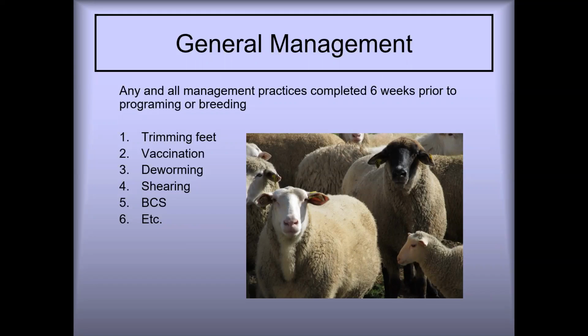And our goal is really to have all those practices done at least 6 weeks prior to the breeding season. The one thing we will dramatically see is if in a program, vaccines are given too close to the time that we're trying to synchronize them for breeding, it will definitely negatively impact their entire system. It impacts their ability to conceive. It's just an additional stress on their entire system.